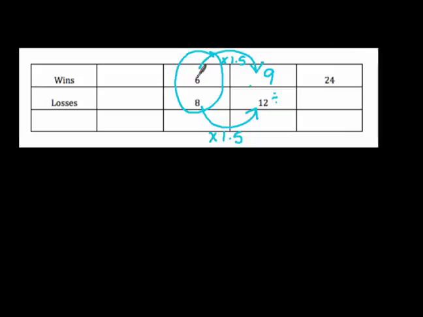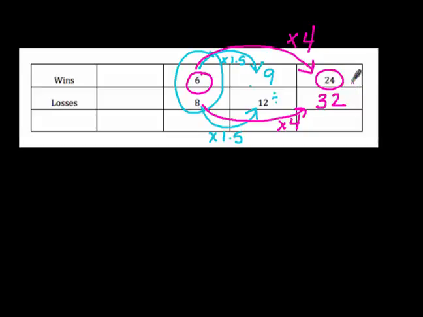You can continue using this method to fill in the rest of the table. You always look at 2 numbers that have been filled in. I don't have a corresponding number on the bottom, so I can't figure out what to multiply by. But I have this top number and this top number, so let's figure out what do I multiply 6 by to get 24. Well, I know that one. 6 times 4 gives me 24. So I need to do the exact same with the bottom. 8 times 4 gives me 32.